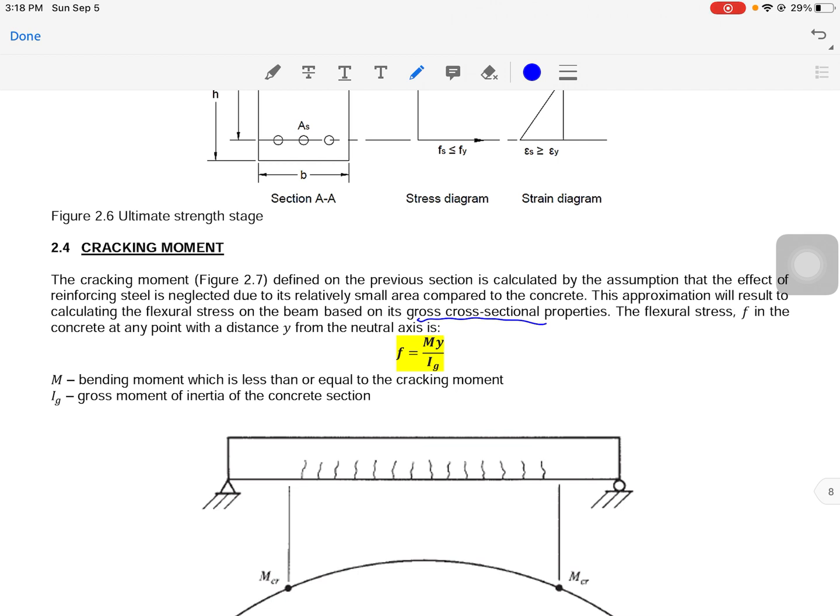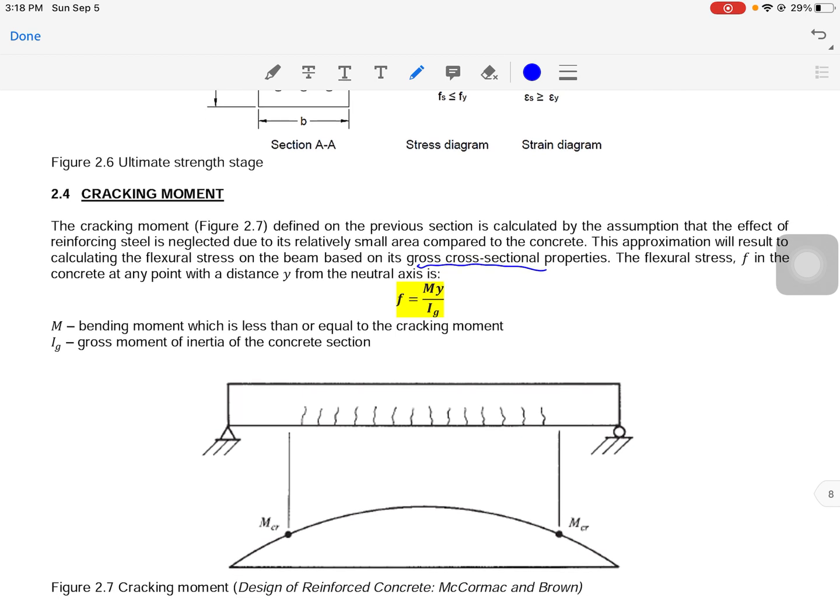So the flexural stress f in the concrete at any point with a distance y from the neutral axis will be equal to this equation here. This is the general formula, f is equal to M times y over Ig, wherein M is the bending moment, which is less than or equal to the cracking moment.